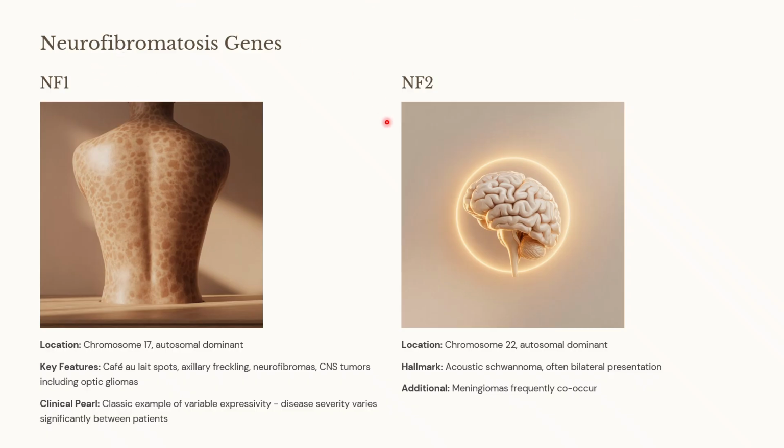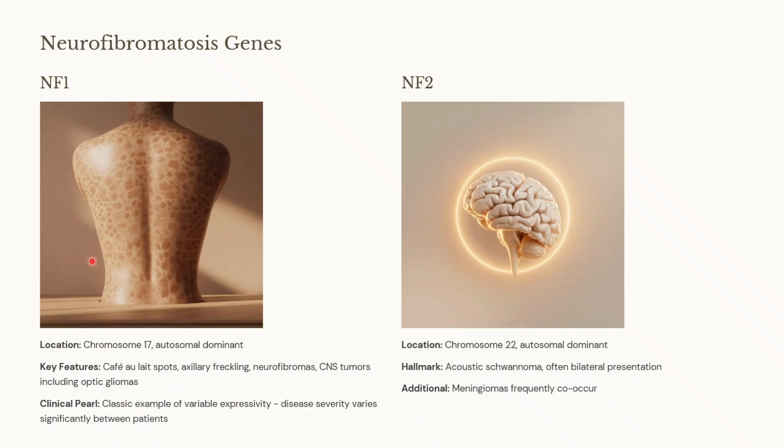Neurofibromatosis 1 and 2. Imagine the nerves growing tumors like weeds. Neurofibromatosis is an example that shows what happens when growth control is lost. So neurofibromatosis 1 is located on chromosome 17 and it is autosomal dominant. They present with café-au-lait spots, axillary freckling, neurofibromas, and CNS tumors including optic gliomas.